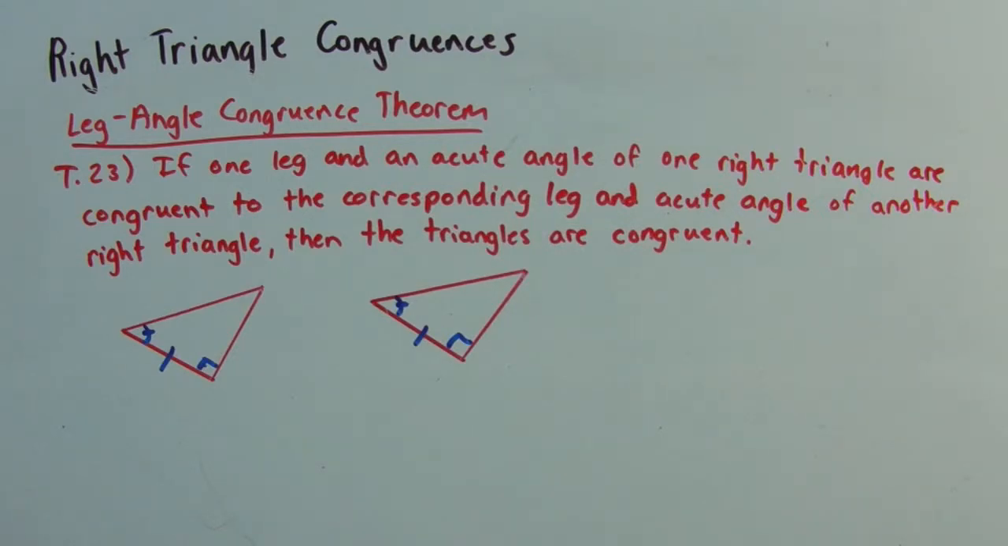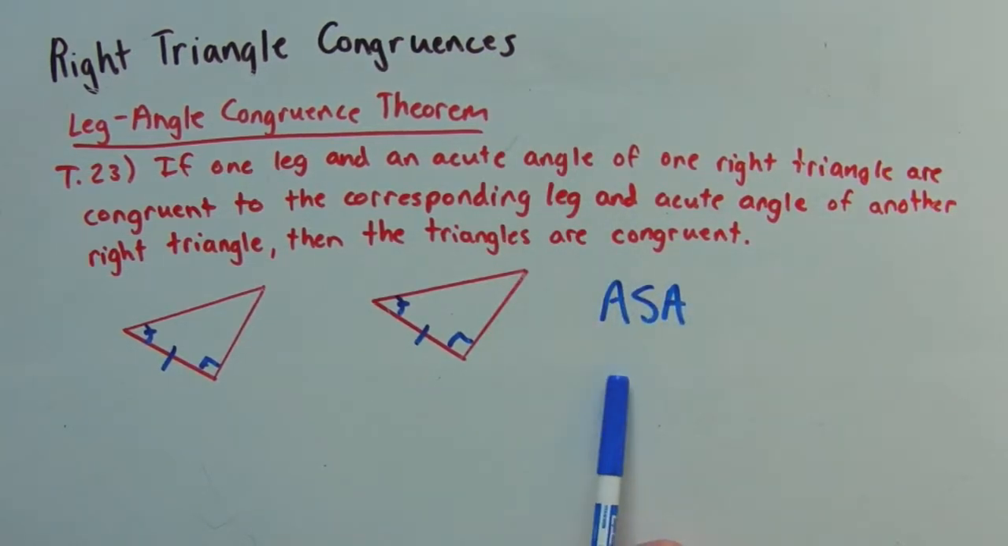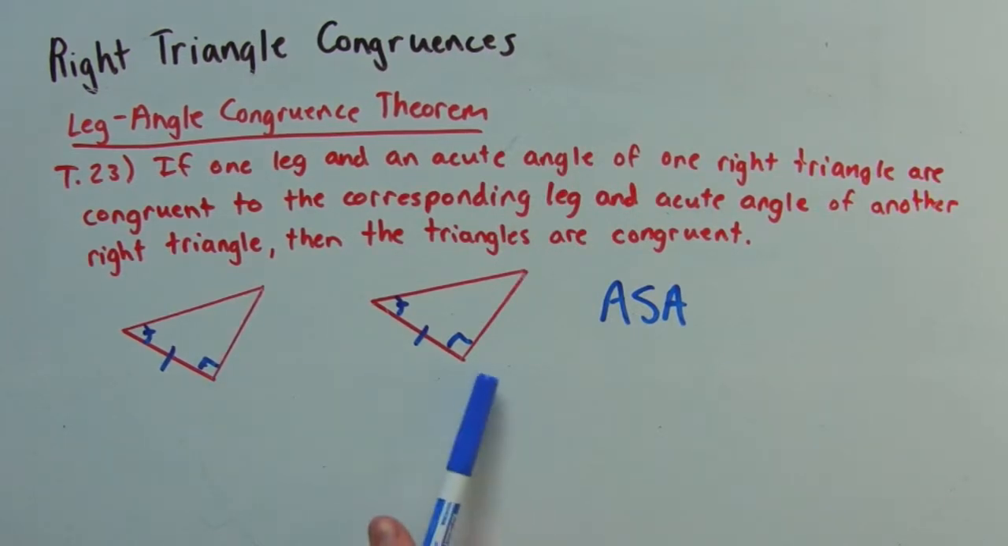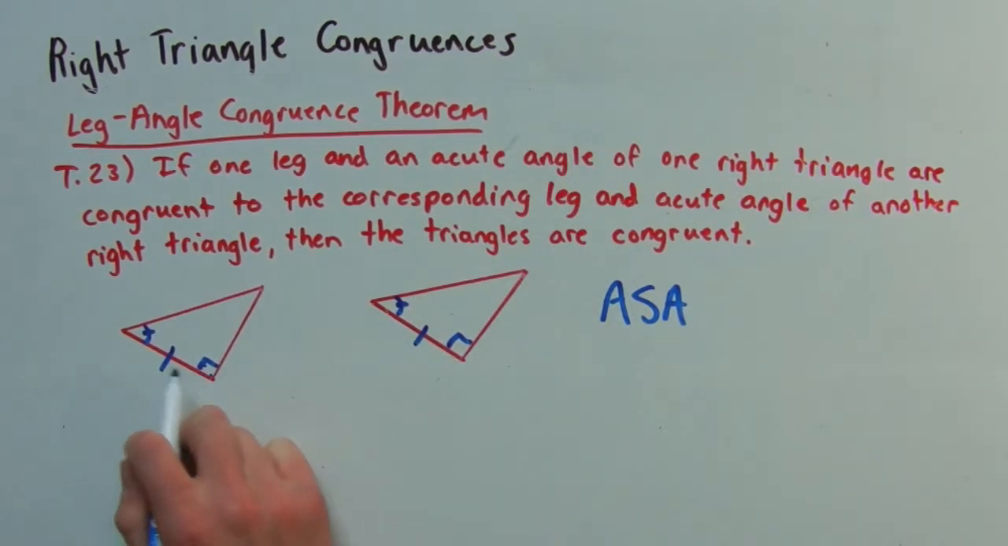The way we would prove the leg-angle congruence theorem is by using the angle-side-angle congruence postulate. Because we have two angles that are corresponding and both 90 degrees, they are corresponding congruent angles, and we have angle, side, angle, angle, side, angle. Let's go over one more right triangle congruence, and this will be the hypotenuse-leg congruence theorem.